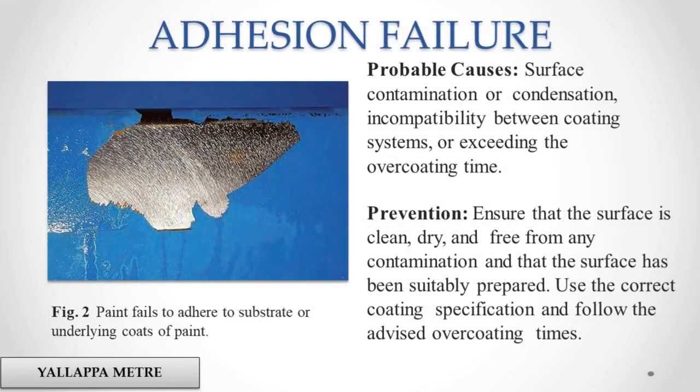Adhesion failure. Probable causes: surface contamination or condensation, incompatibility between coating systems, or exceeding the overcoating time. Prevention: ensure that the surface is clean, dry, and free from any contamination and that the surface has been suitably prepared. Use the correct coating specification and follow the advised overcoating time.